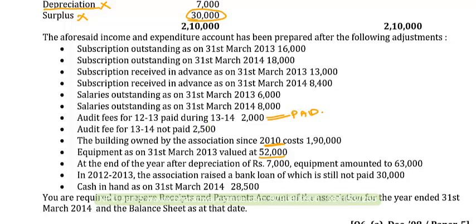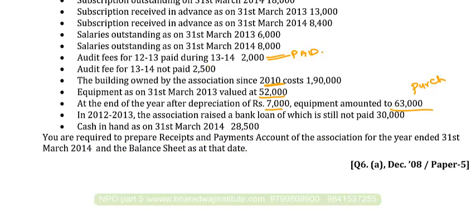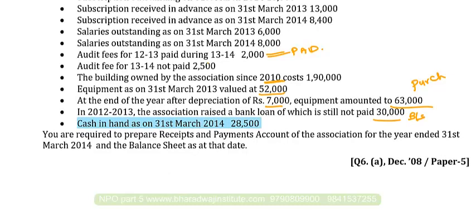Equipment at the beginning of the year 52,000. At the end of the year after depreciation, equipment is what? 63,000. Based on this, you have to find out the purchase of equipment. What is the purchase of equipment? In 2012-13, the association raised a bank loan which is not paid. This will come in the balance sheet, not current year receipts or payments. Look at the cash in hand. When is the balance given? It is a closing balance.